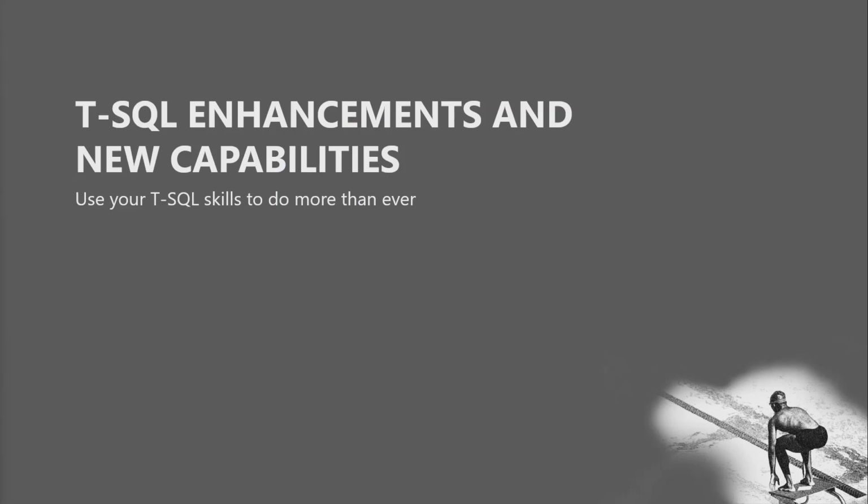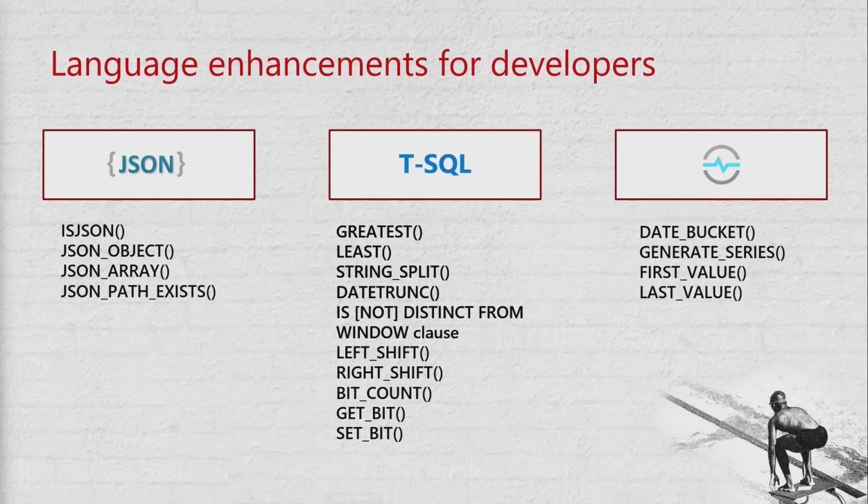Now let's take a look at what's new for developers. With each new version of SQL Server, we add enhancements and new capabilities to the T-SQL language. And in SQL Server 2022, our language enhancements can be grouped into 3 categories: JSON processing, general T-SQL improvements, and time series capabilities. Included in the general T-SQL improvements category are 5 new bit manipulation functions.